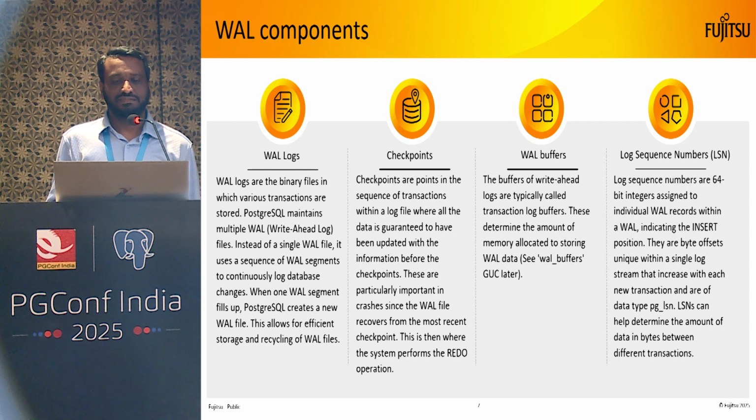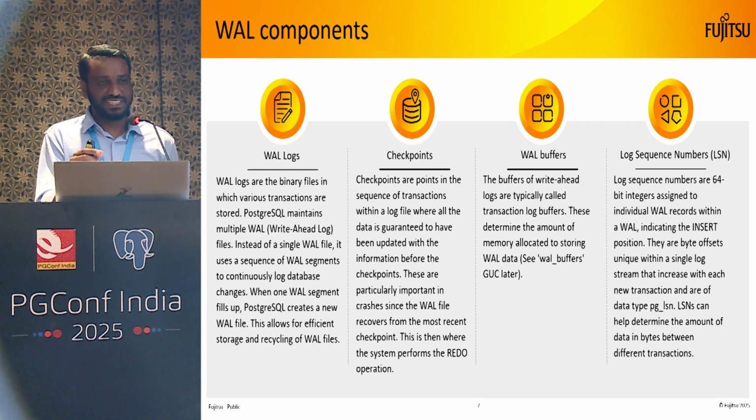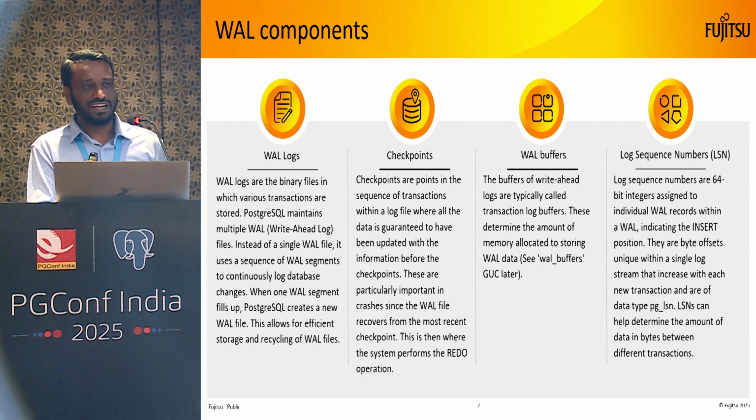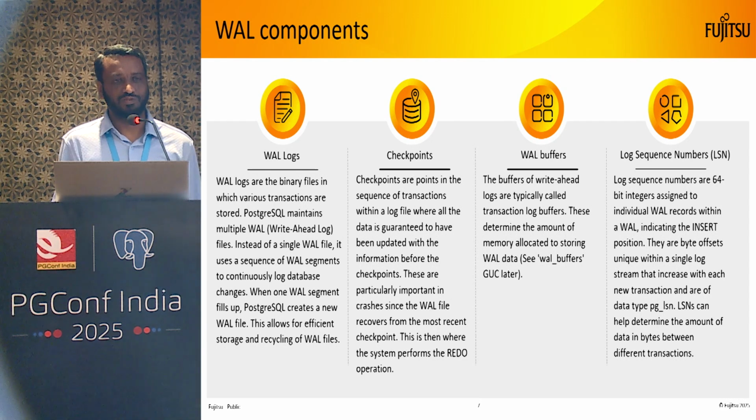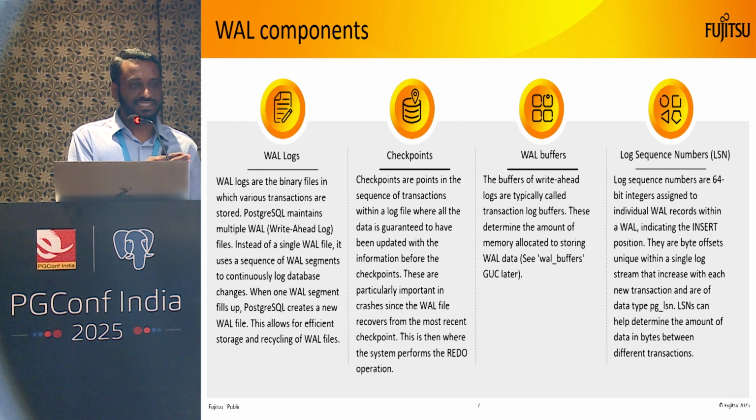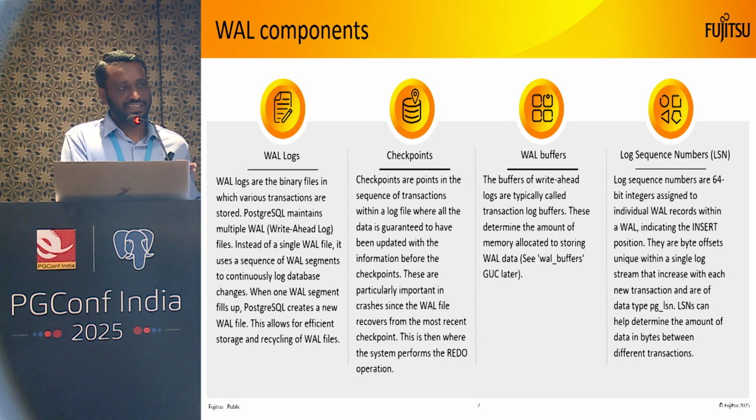And then finally we have the log sequence number. Any operation that happens, we will add a record to WAL, and for each record we will have a log sequence number. You can consider it like an ID in WAL. It's like an offset in the WAL file. So for each of the records in the segment, the WAL records keep increasing and the LSN keeps increasing.